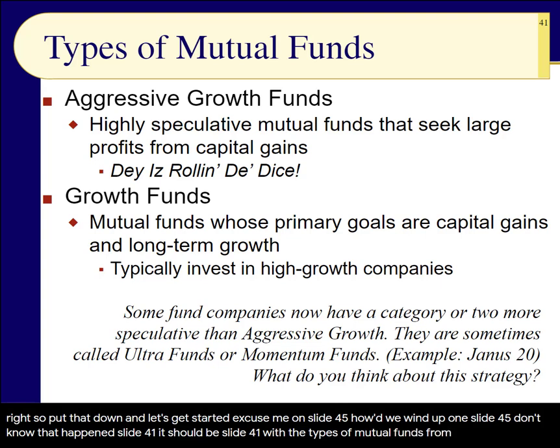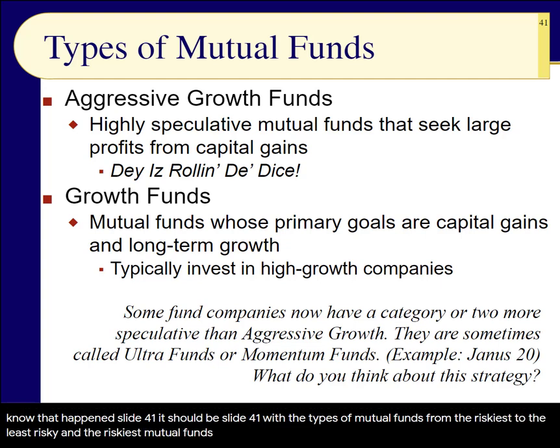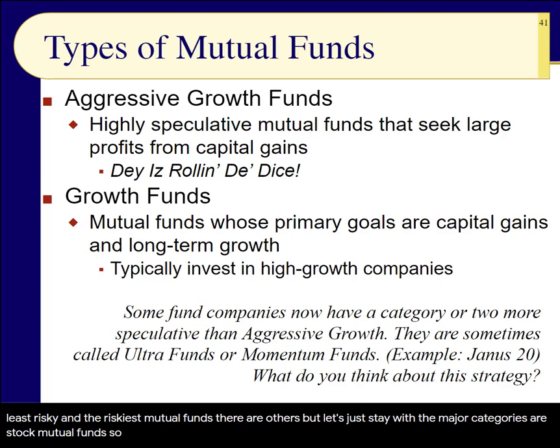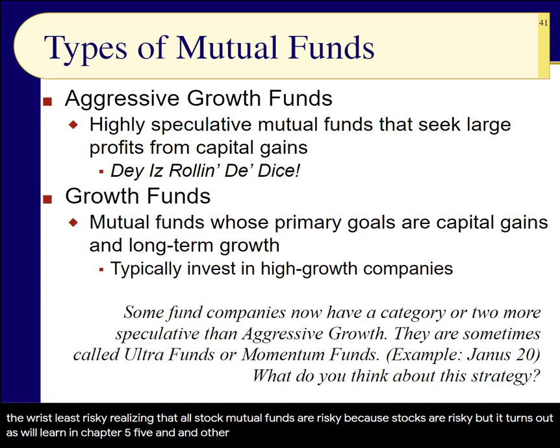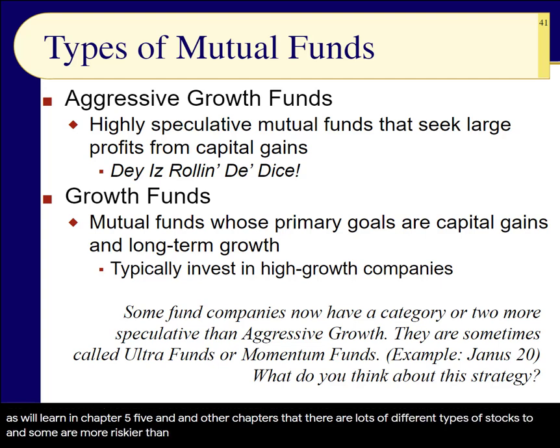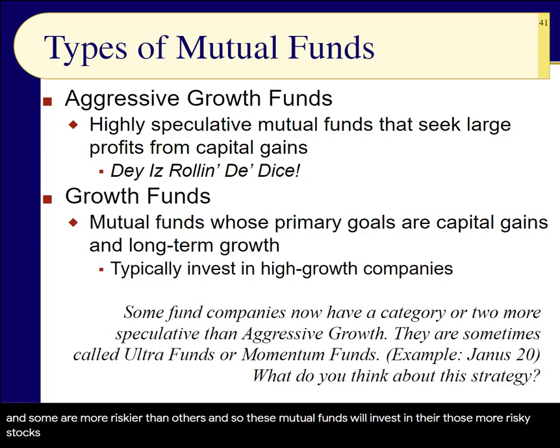We're going to go from the riskiest to the least risky. And the riskiest mutual funds, there are others, but let's just stay with the major categories, are stock mutual funds. So we will now break down the categories of stock mutual funds from the riskiest to the least risky, realizing that all stock mutual funds are risky because stocks are risky. But it turns out, as we'll learn in chapter 5 and other chapters, that there are lots of different types of stocks too, and some are riskier than others. And so these mutual funds will invest in those more risky stocks and those least risky stocks.